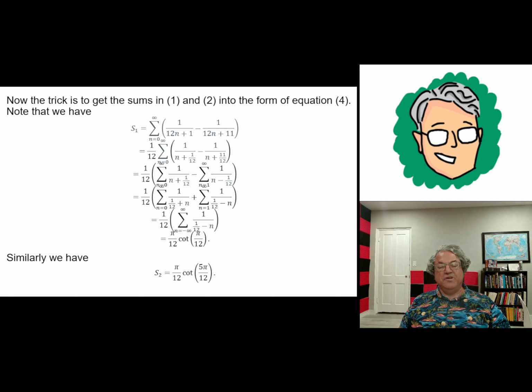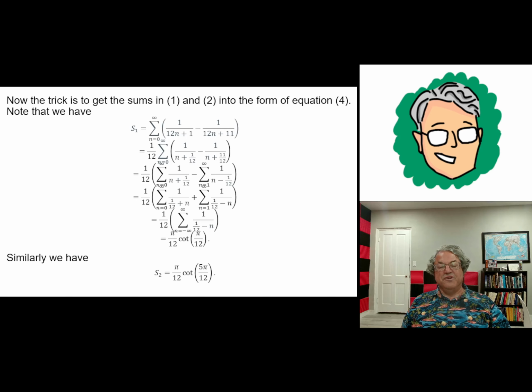So S1, the definition I gave, is the sum, n going from 0 to infinity, of 1 over 12n plus 1 minus 1 over 12n plus 11. The first trick here is to factor out 1/12 from this sum. If we do that, then the thing inside is 1 over n plus 1/12 minus 1 over n plus 11/12. I think you can see this is closer to the form we want. We want z minus n. So we just have to do a little bit more manipulation.